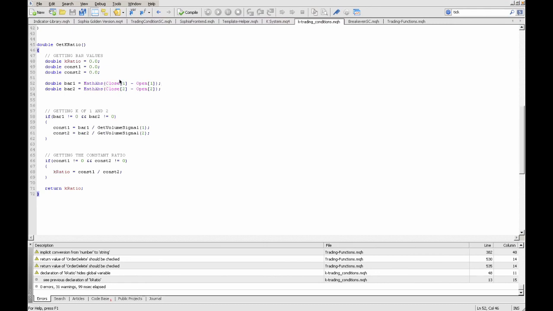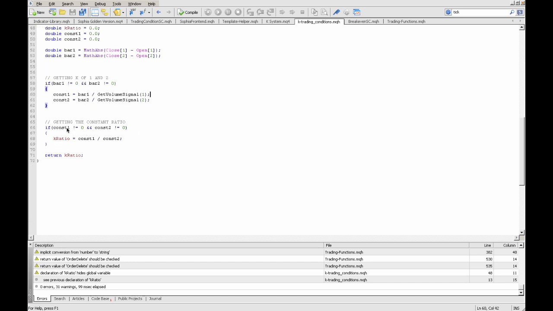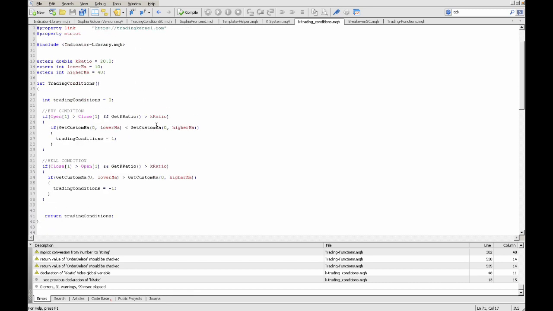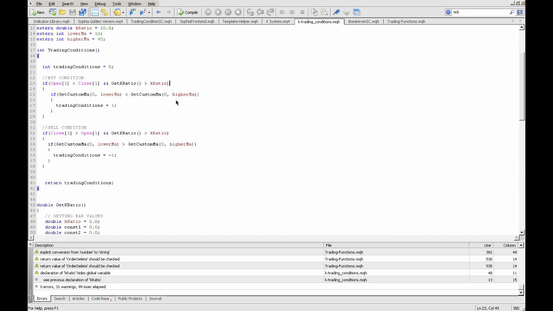We are getting the absolute value of the candle length. We are making sure that these values are not zero so that we don't get an error, and we divide these values by the current volume signals. We also make sure the results we get are not equal to 0, and then we get our K ratio, which we return here. Once we return this value, we check if it's greater than the current K ratio, which we set as 37. If that is the case, we check if the custom MA is less than the custom MA. And then we also check that here as well.